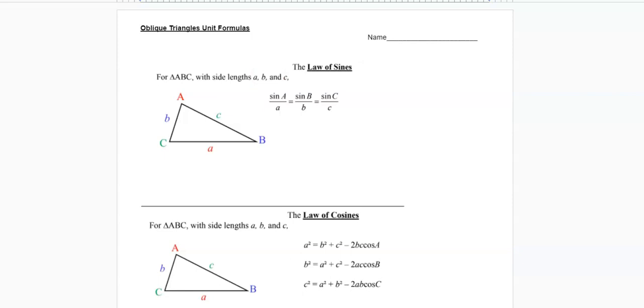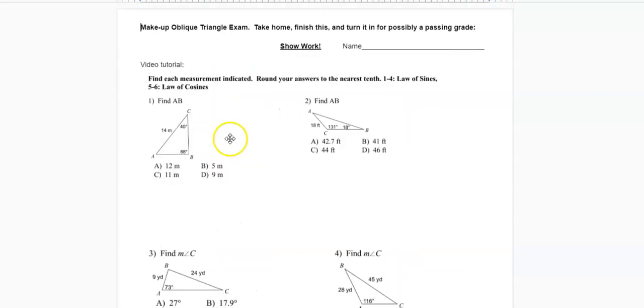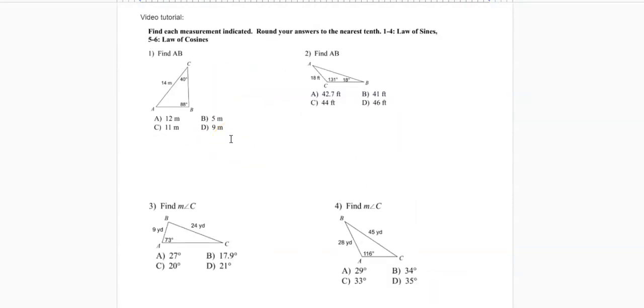I'll do number 1 with you, and I'll do number 3 with you, and you should be able to do 2 and 4 if you wish. Okay, so find AB. AB is C, so this is lowercase c.